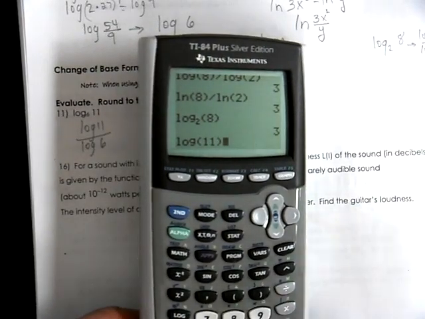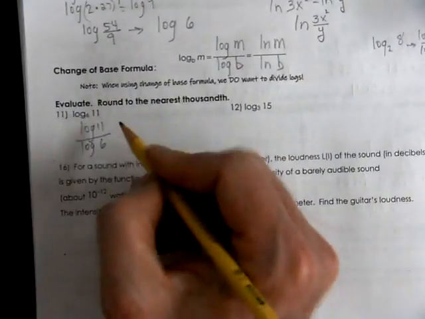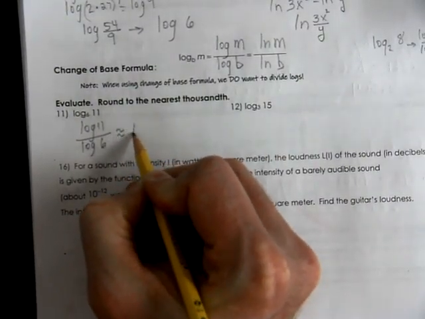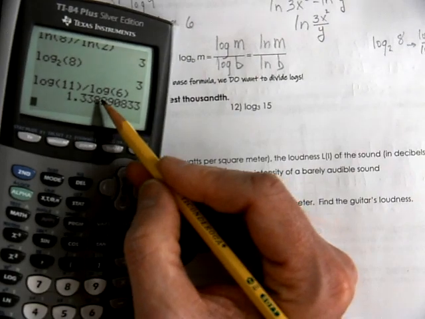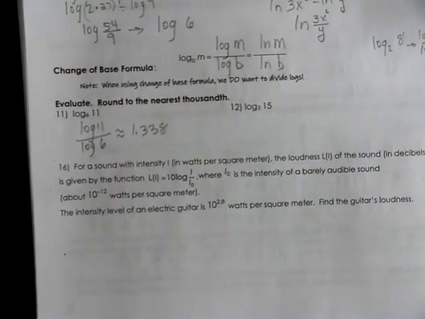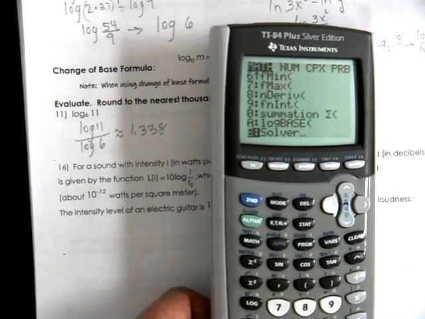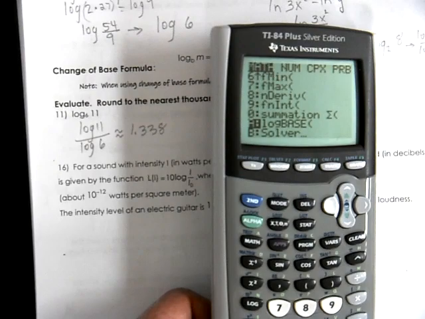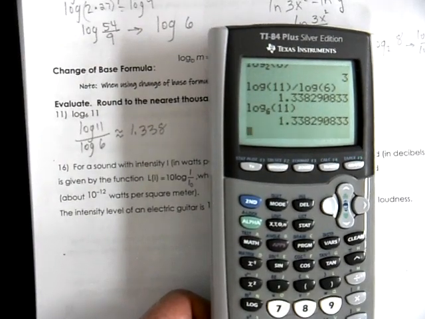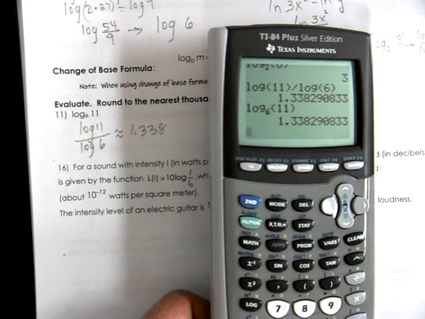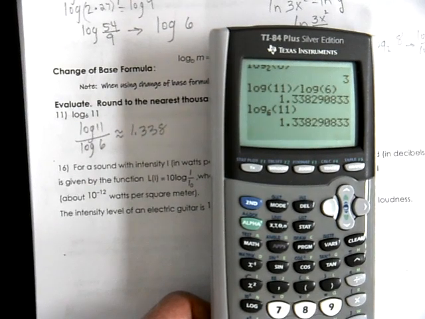Log 11, close the parenthesis, divided by log of 6. You can close it if you want to. And you get 1.33. Tenths, hundredths, thousandths, we would look at the 10,000s to determine that we'd keep our 8. And the other method I showed you is that you could go to the math key, arrow up, and go to the A to get to log base, and you could do your 6, you could do your 11, and you should get the same exact decimal. If you're using a calculator, you're using a calculator. I don't mind which method you use here. Change the base or use the calculator.